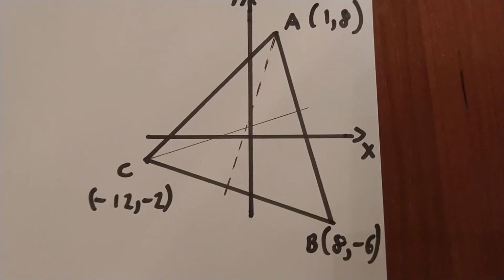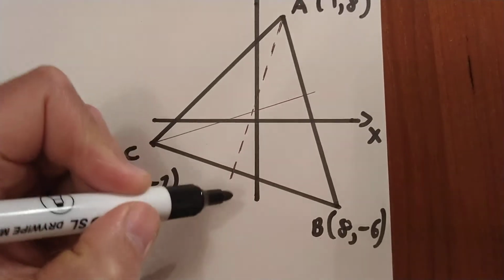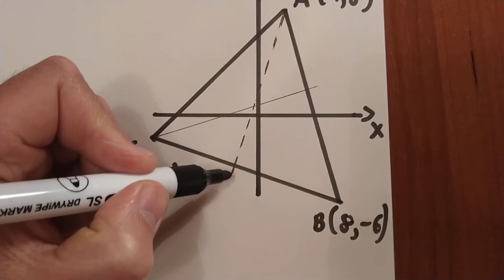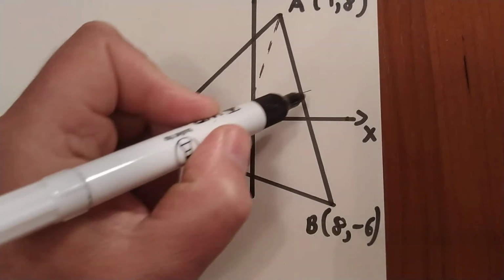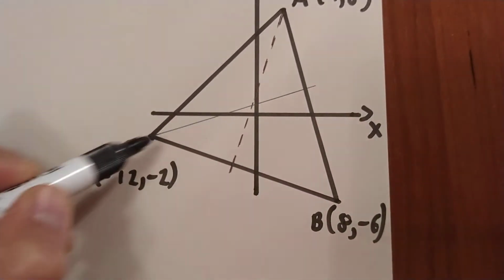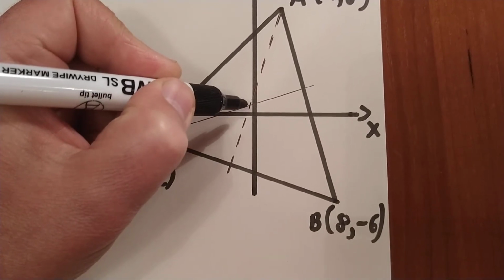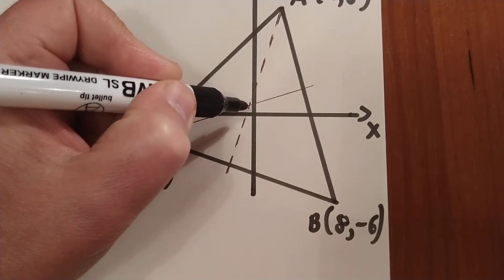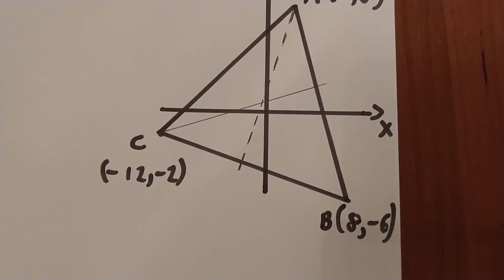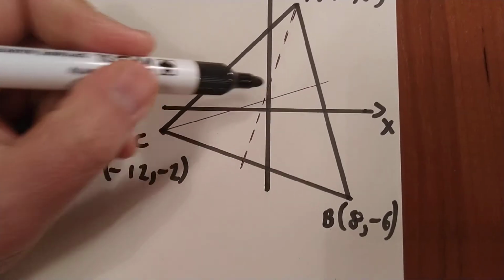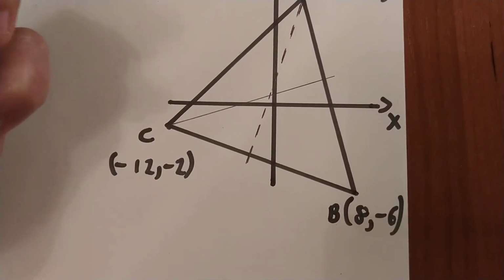And they want to know where the median through A, so that's from A to the midpoint down here, intersects with the altitude from C to the opposite side. So that's that line there. So they're asking for the coordinates of this point here, which looks like it's close to the y-axis, but not necessarily exactly on it. It might be slightly to the left, as the diagram is here, or because it was just a quick sketch, perhaps it's slightly to the right, or on it. We'll work it out.